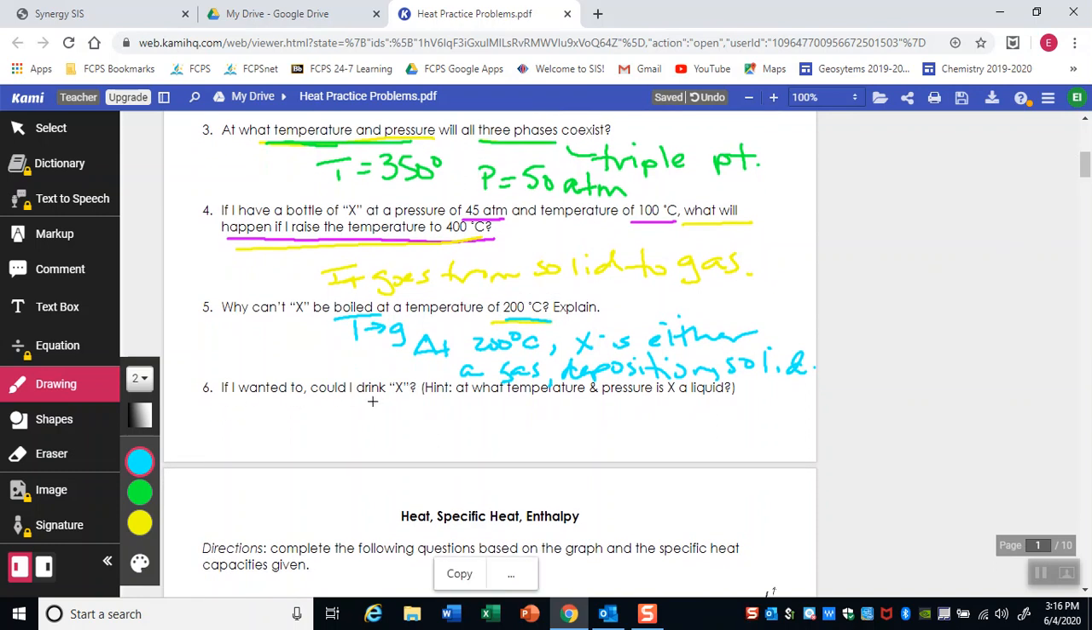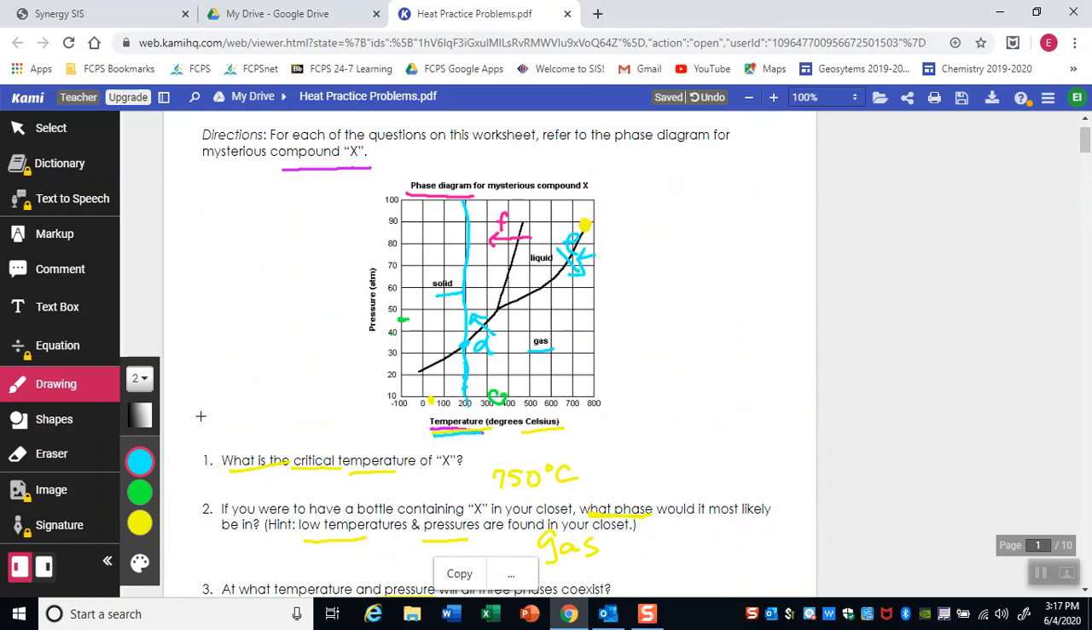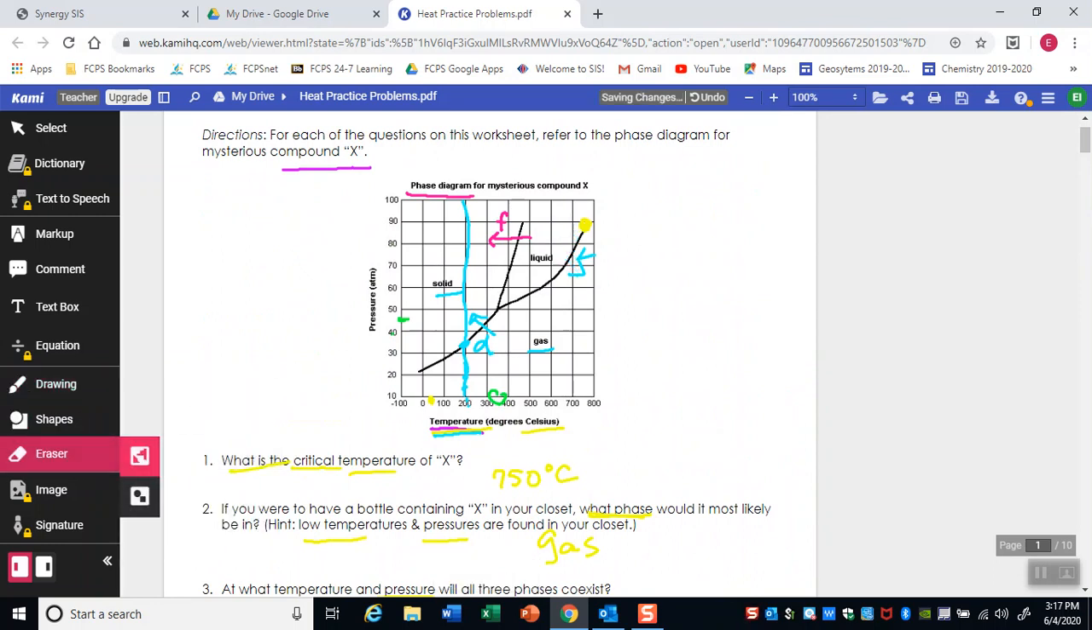So if I wanted to, could I drink X? Well, to drink something, it has to be a liquid, right? So when is X a liquid? Well, let's go up here. So again, I'm going to erase to make this a little bit clearer. So when is X a liquid?